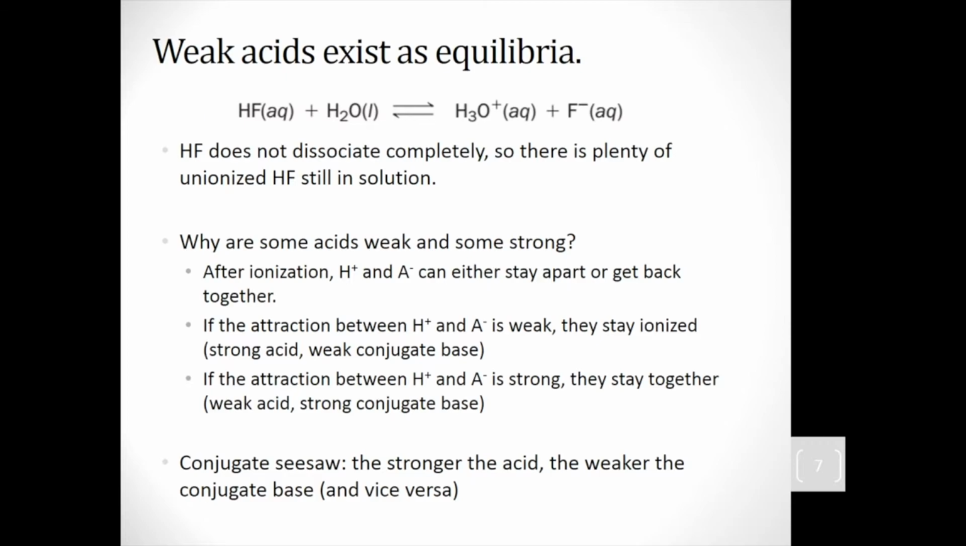Now, this all results in this thing called the conjugate seesaw, which I can show to you mathematically also at some point. But what it means is that the stronger the acid, the weaker its conjugate base, and vice versa. It is also a scale, right? You can have some acids that are so strong, their conjugate base is so weak. It is so weak that it does not act like a base. So it can be so weak that it produces a neutral solution, and we will have to deal with that.